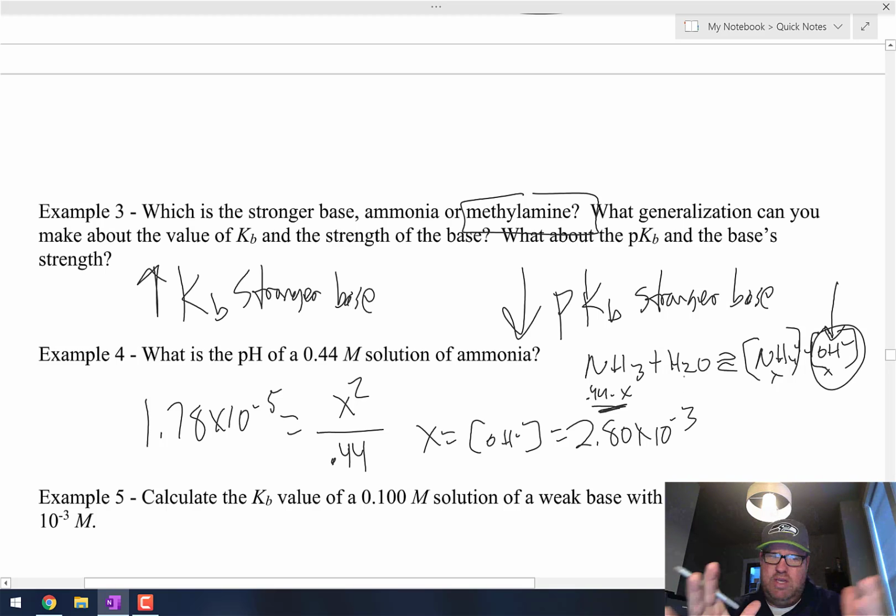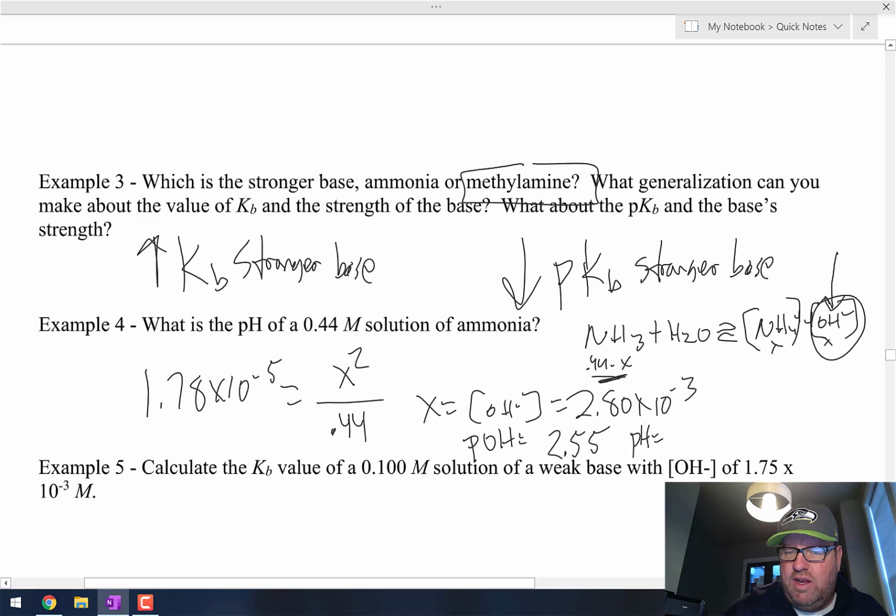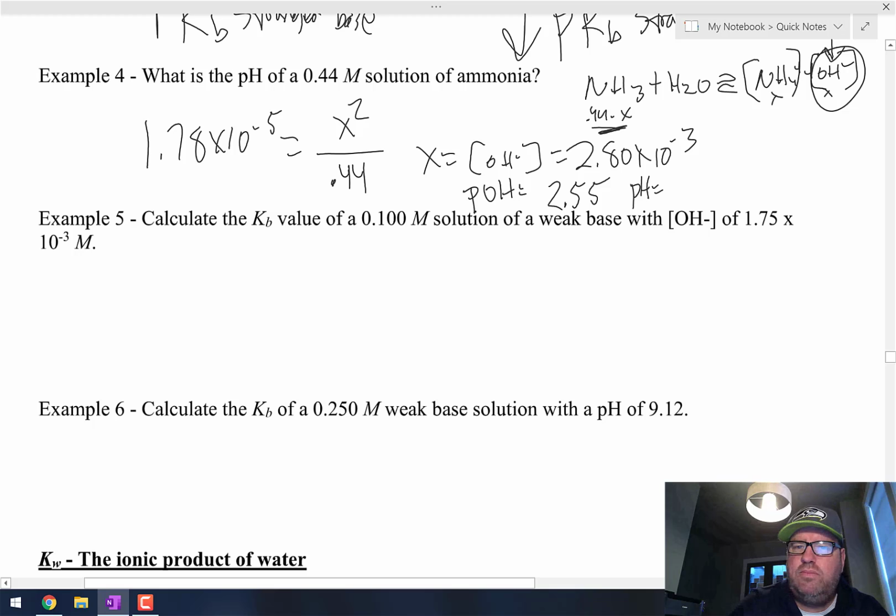Okay, and now to get to the pH, there's a couple of different ways you can do this. You can get the pOH, that is one way to do it. So pOH is the negative log of that answer, which is 2.55, and then the pH, and again, I would show that. I would show taking the negative log of that 2.8 times 10 to the minus 3.